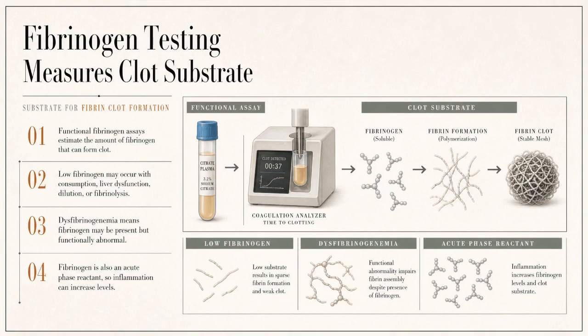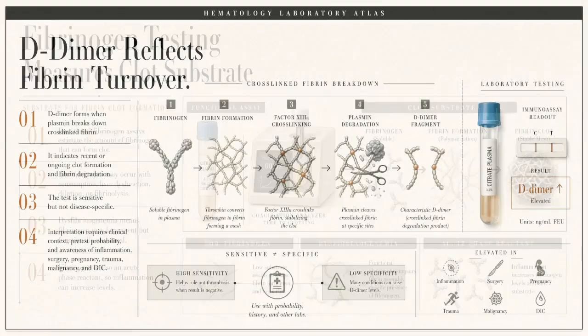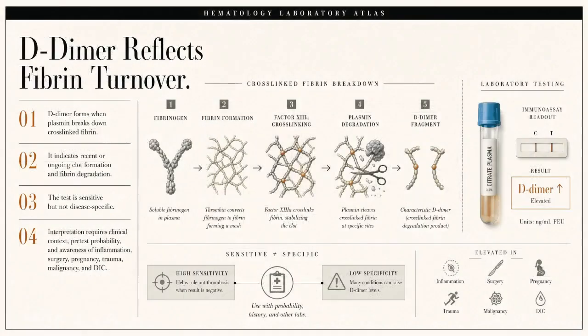For you, remember that clotting needs both active enzymes and enough substrate. Without functional fibrinogen, even with thrombin, a stable fibrin clot can't form. Next, we'll discuss D-dimer, which tells us about fibrin turnover. We just discussed fibrinogen, the substrate for clot formation. Now, let's talk about D-dimer, which tells us when that fibrin has been broken down.